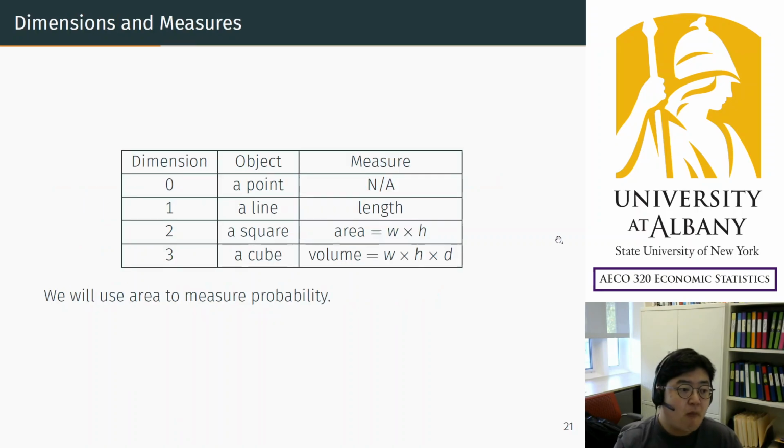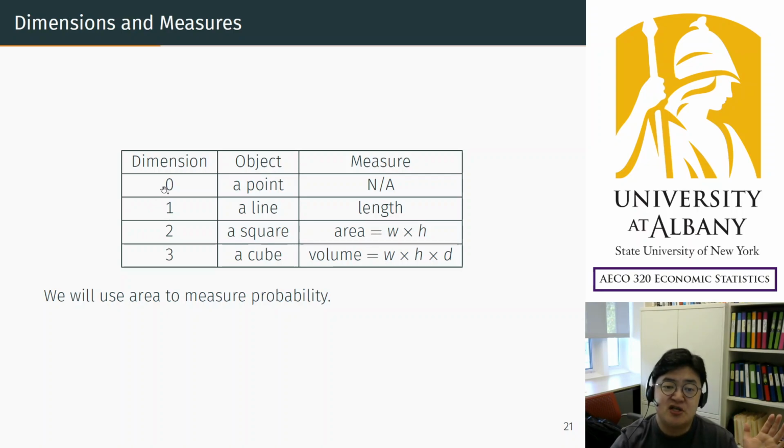So let me generalize that intuition. Think about dimensions. The main problem in continuous random variables is about the dimension. You know, a line is one dimension. There is only one direction, right? So then we measure a line with the length. Length is a measurable line, okay?